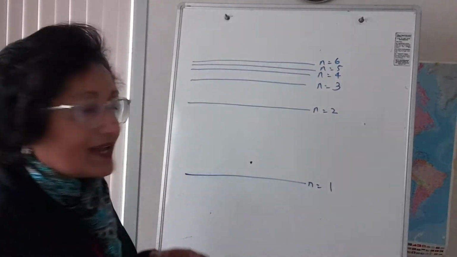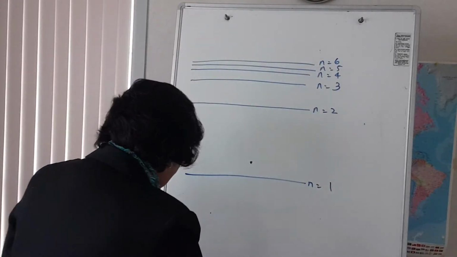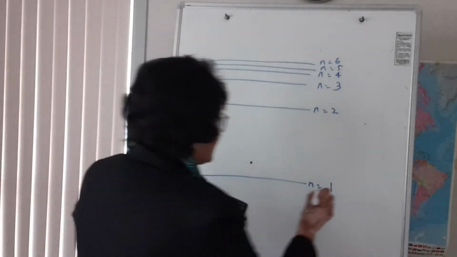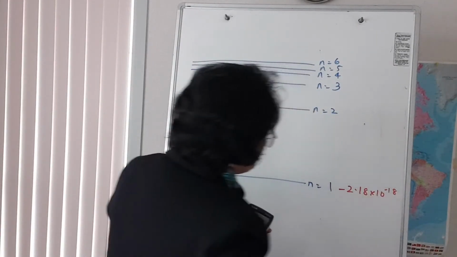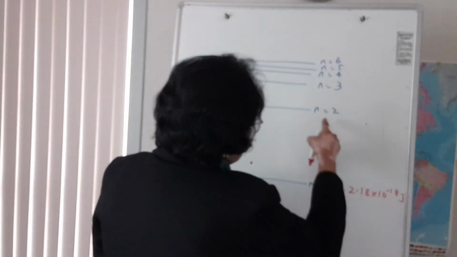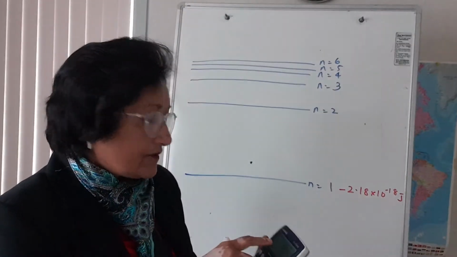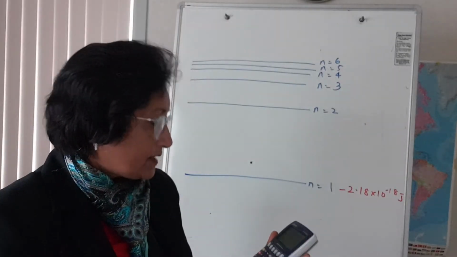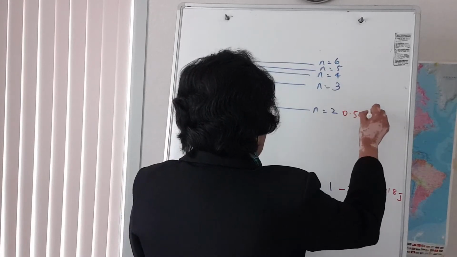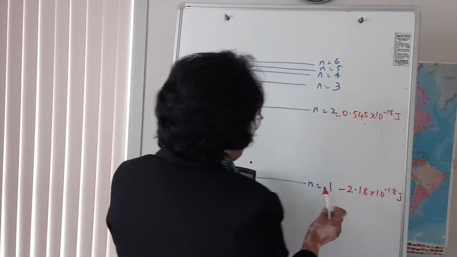Now if you notice, these lines are not evenly spaced, because if you calculate the energy of your lowest, when n equals 1, this is negative 2.18 times 10 to the power of negative 18 joules. In order to calculate the energy of quantum level 2, I just have to divide this answer by 4, which is 2 squared. So if I divide that by 4, I get negative 0.545 times 10 to the power of negative 18 joules. Okay, it's a negative number.